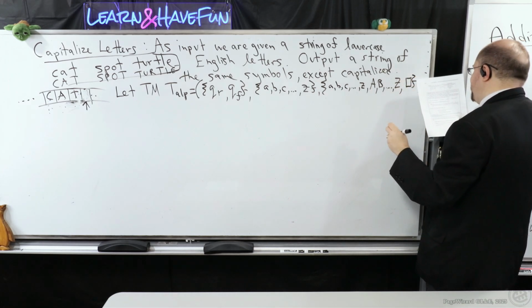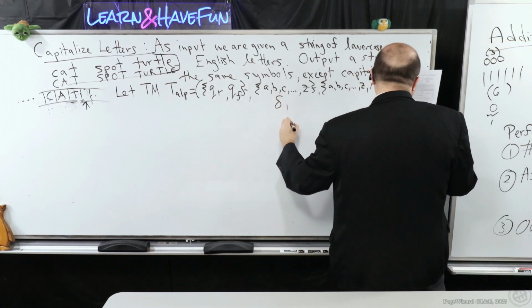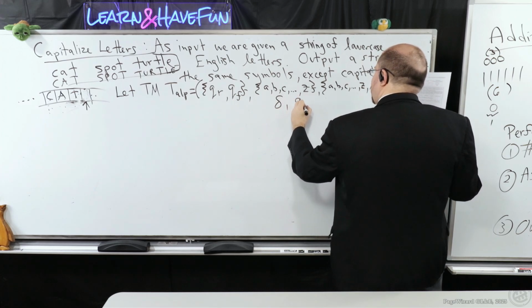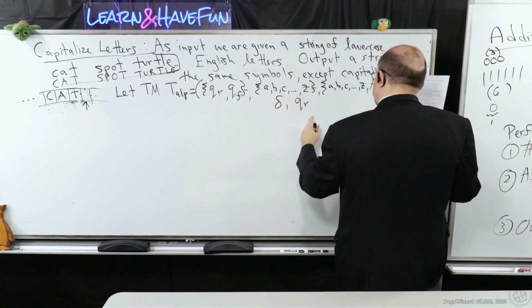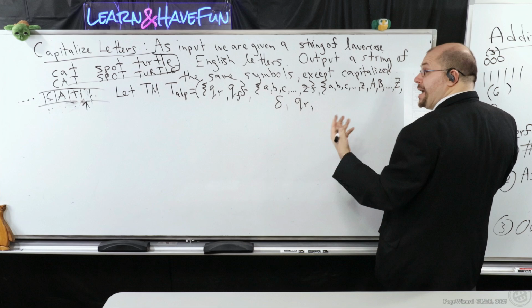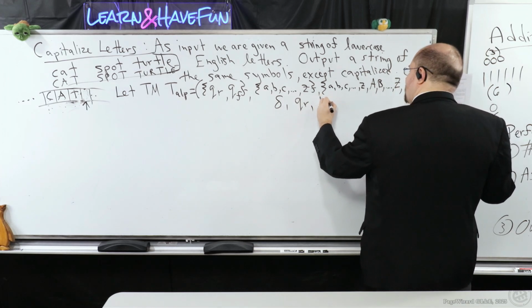Next, I have to give you the transition function. The start state is QR. Remember, that's the start state. Remember, we don't have final states, right? And the blank symbol is this box.